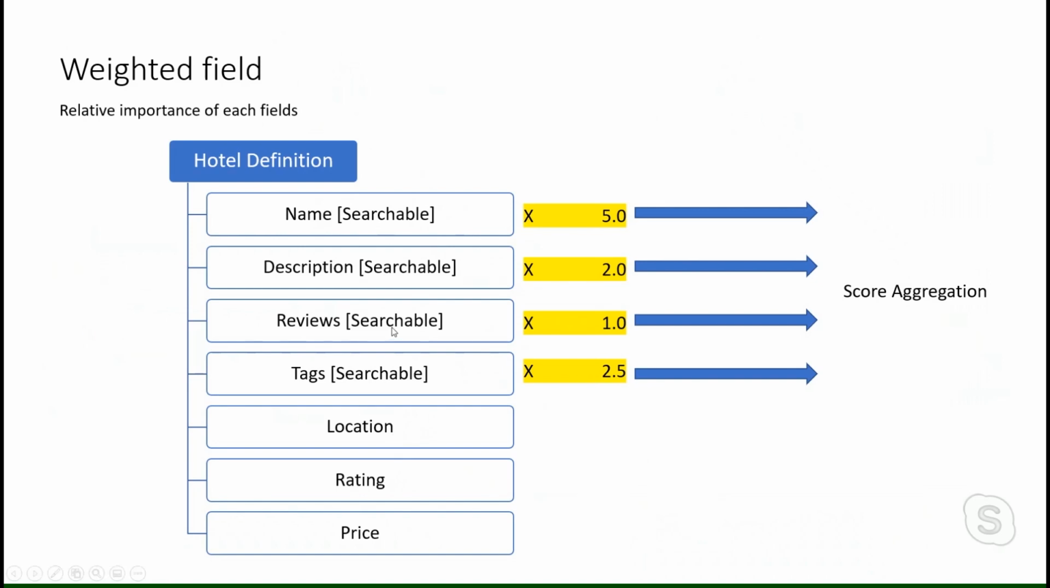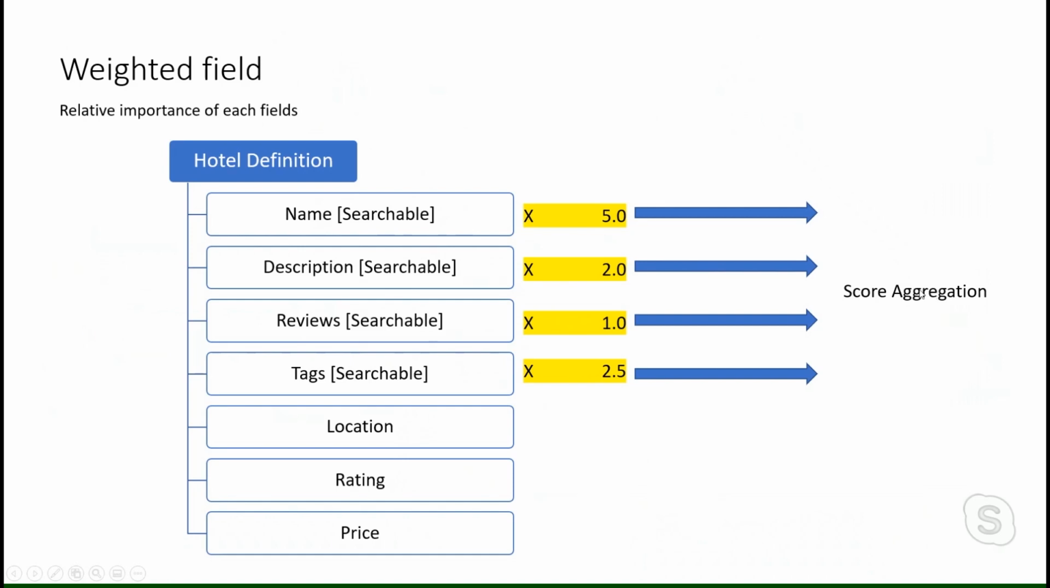So using a scoring profile, you can pretty easily go through your various fields and give them relative weights. And this is how we're going to calculate the final score for your document. For example, here, we decided that the name is 5 times as important as the review. So as we define this in the scoring profile, this will take that into consideration.